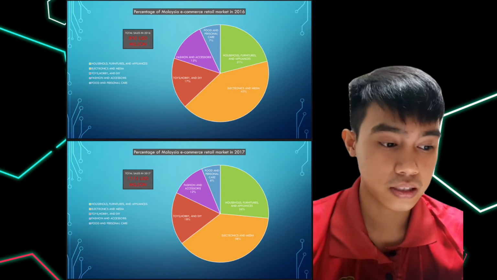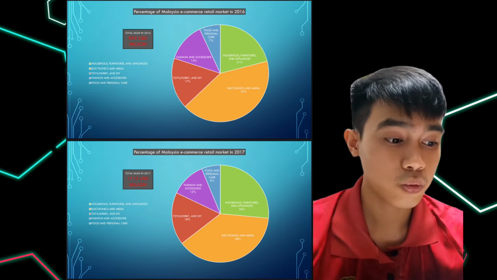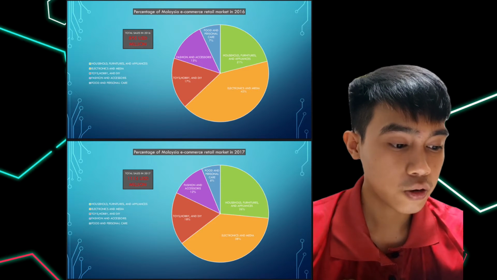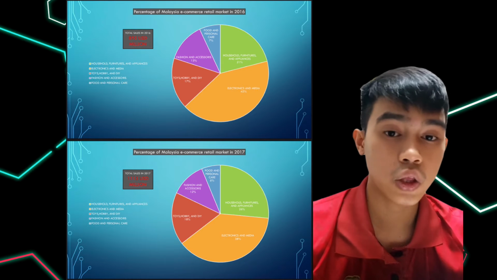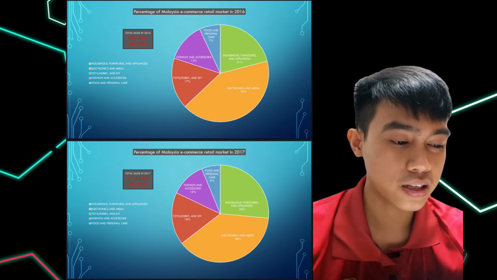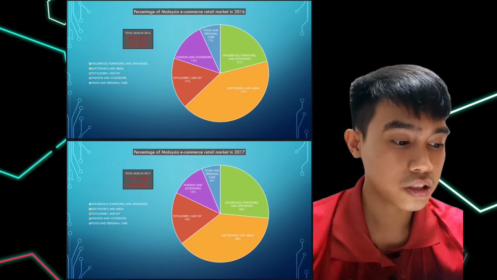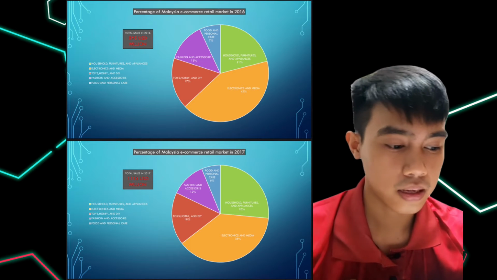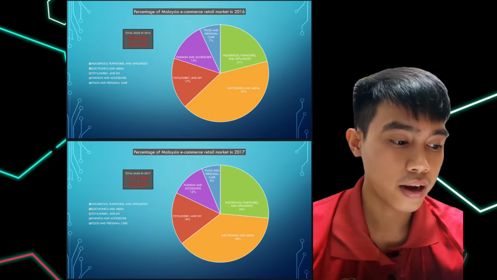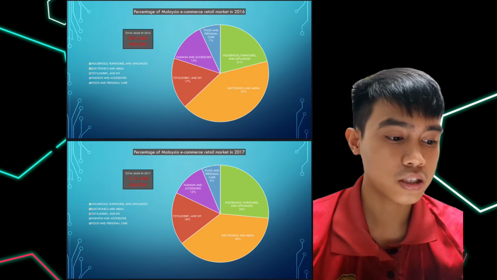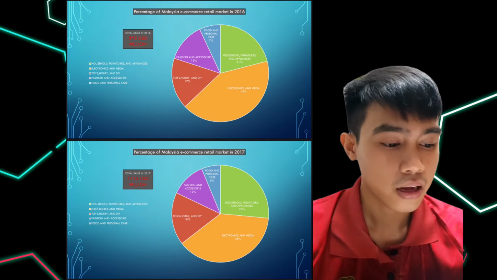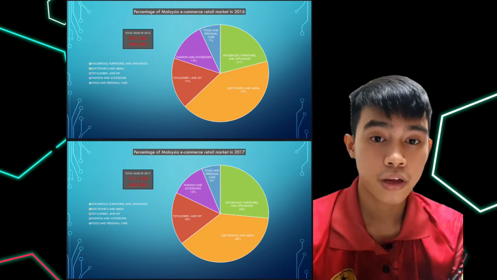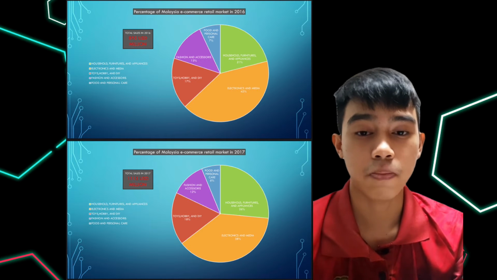Fashion and accessories decreases by 1%, which is 13% to 12%. Food and personal care decreases by 1%, which is 7% to 6%. Household furniture and appliance increases by 5%, which is 21% to 26%. Toys, hobby and DIY increases by 1%, which is 17% to 18%. Then lastly, the electronics and media decreases by 4%, which is 42% to 38%.